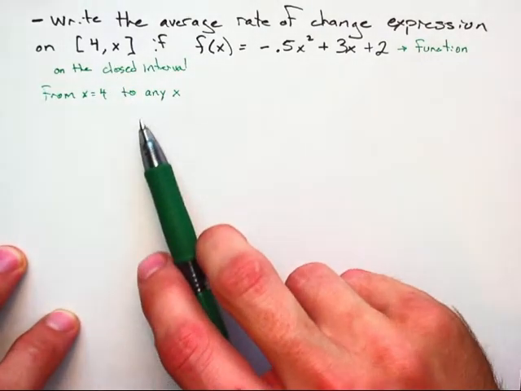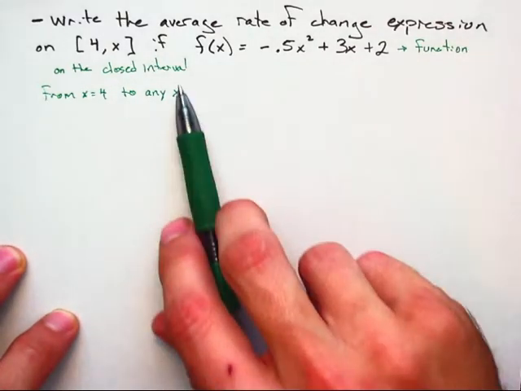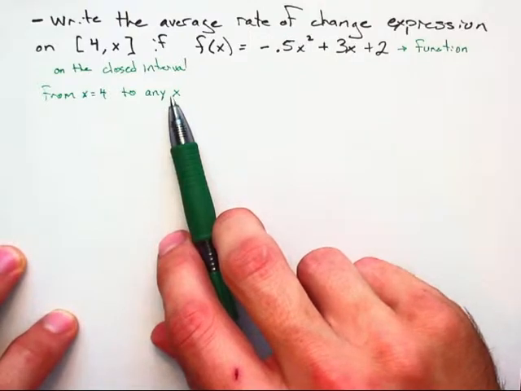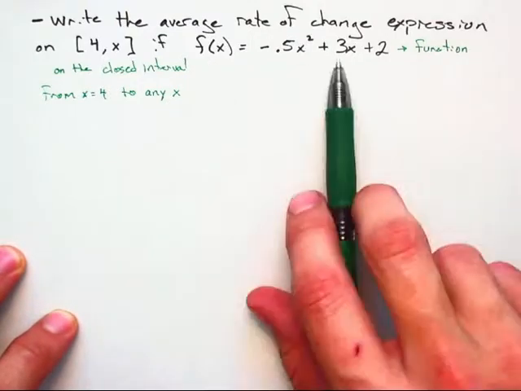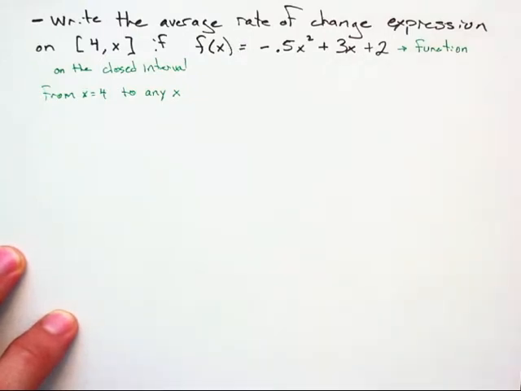That's why we're going to set up an expression to represent this. It's not going to be a value because we don't know what that other x value is. It allows us to plug anything in there. So function, interval, average rate of change. That average rate of change is a key aspect to all of this.